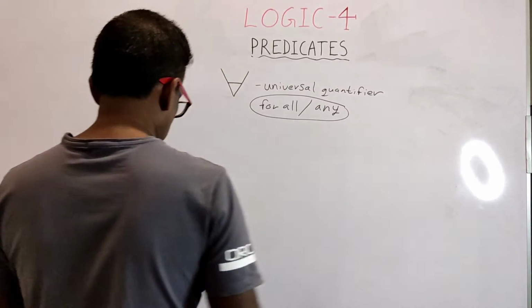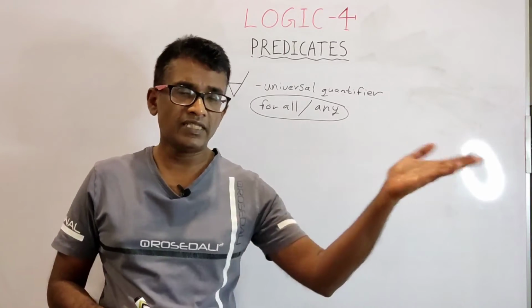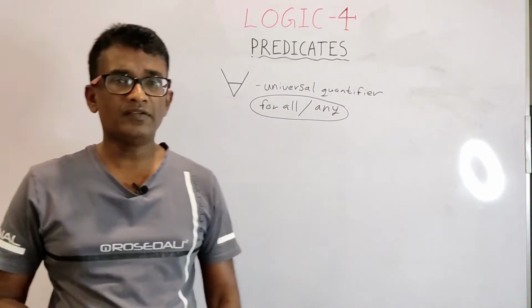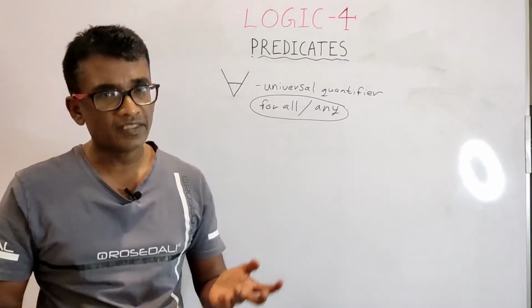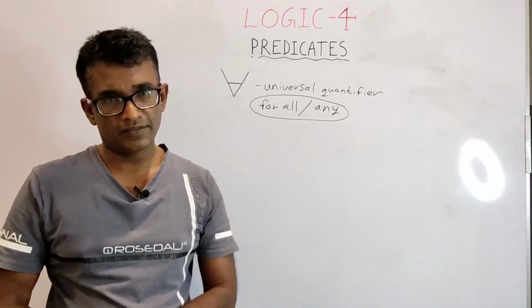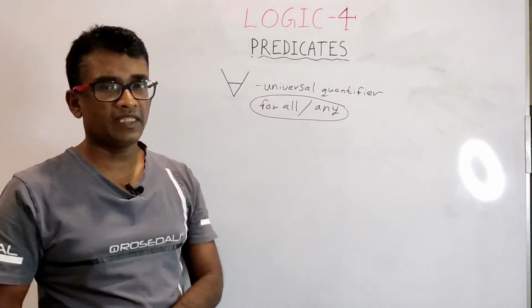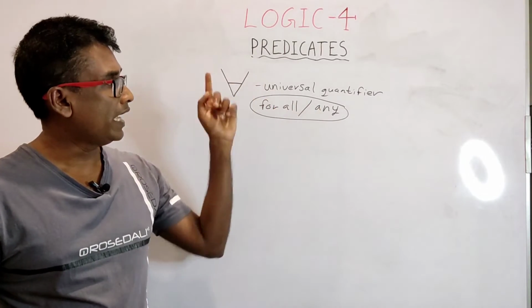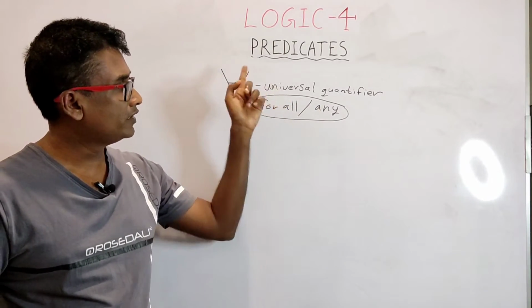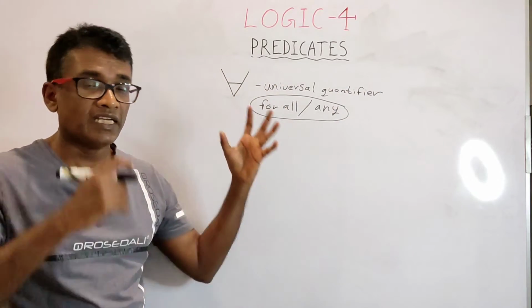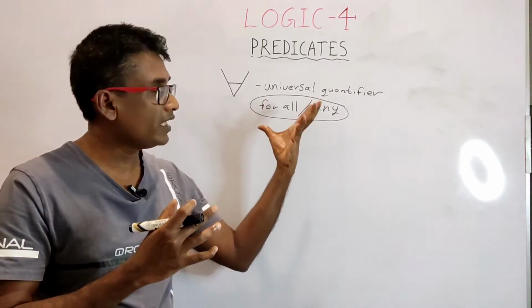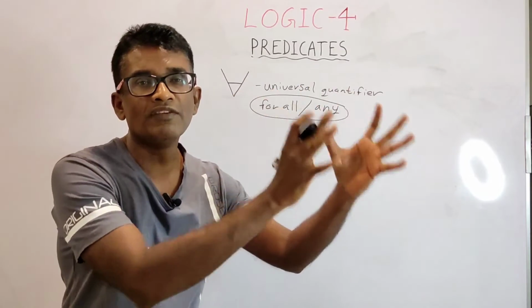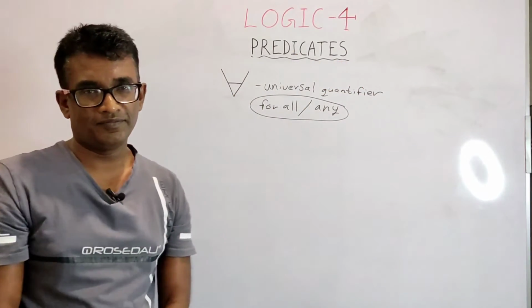Because when we say any student in this class is a Christian, it means that all the students in this class are Christians, right? So they mean the same thing. So this symbol stands for all or any, and it is called the universal quantifier because it talks about everybody in the universe of discourse.